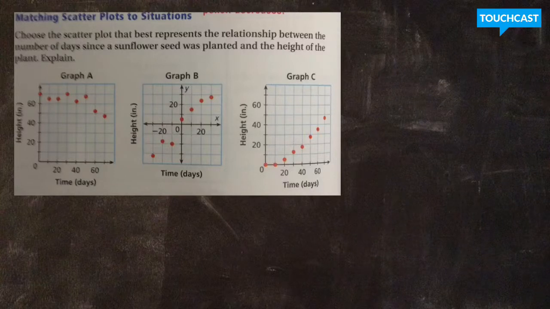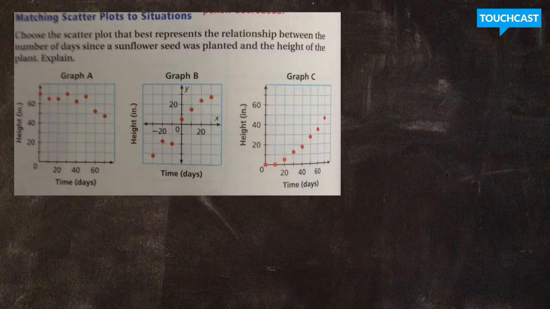Well, if we look at graph A, this is a positive correlation between the number of days and the height because the plant will grow each day. If we look at graph B, neither the number of days nor the plant height can be negative. And if we look at graph C, this graph shows all positive coordinates and a positive correlation. So it could represent our data sets.